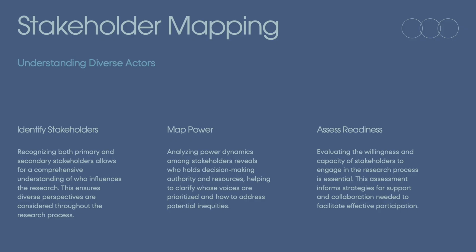This is where power mapping becomes critical. You're not just listing actors. You're asking, who has decision-making authority? Who controls funding? Who has knowledge legitimacy? Who has been historically marginalized? If you identify these distinctions up front, you can intentionally design engagement that brings marginalized knowledge holders into positions of influence. Without that analysis, even well-intentioned research reproduces existing hierarchies. So, effective stakeholder mapping requires you to move beyond obvious participants to understand the full relational landscape.